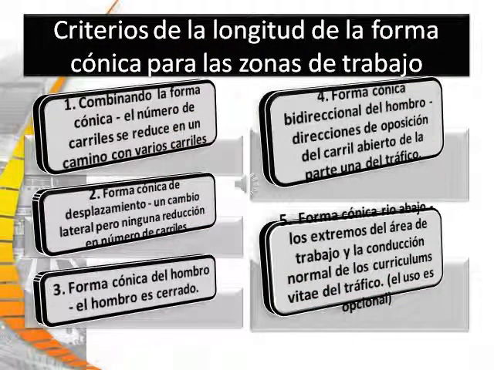A merging taper situation calls for the number of lanes to be reduced on a multi-lane road. A shifting taper calls for a lateral shift but no reduction in the number of lanes. A shoulder taper situation says the shoulder is closed. A two-way shoulder taper means that opposing directions of traffic share one open lane. A downstream taper is defined as the work area ending and the traffic resumes normal driving.